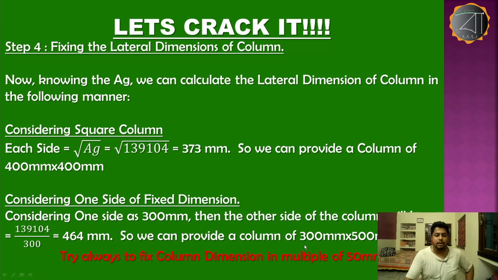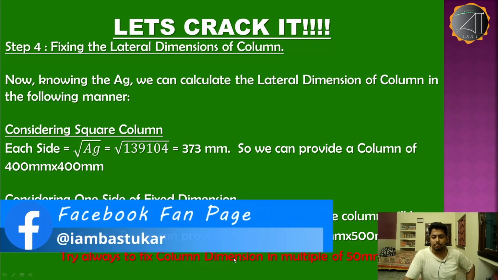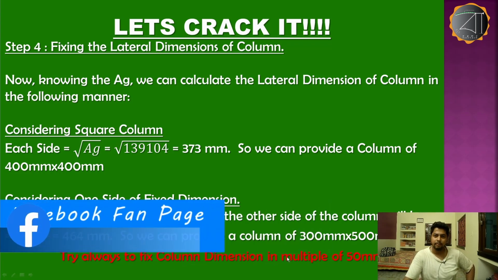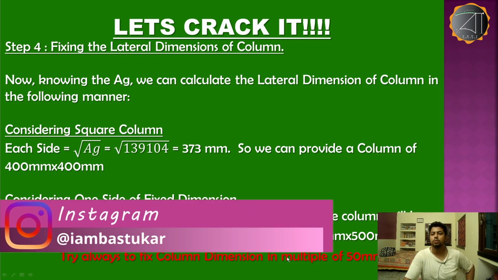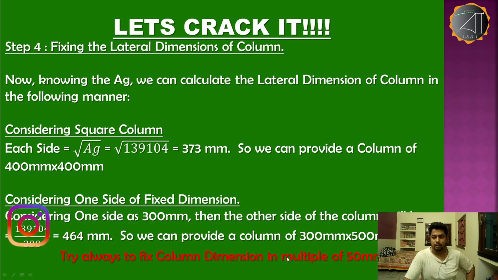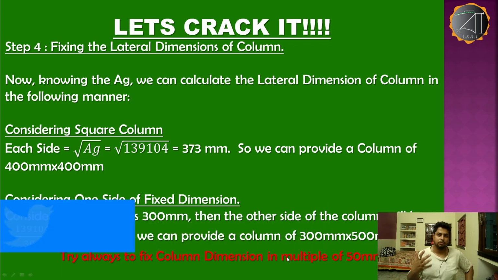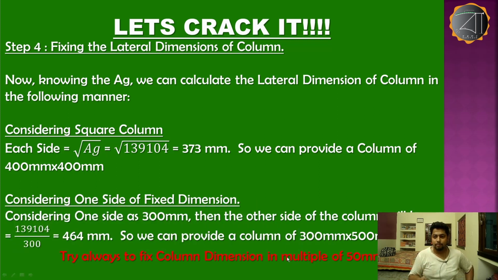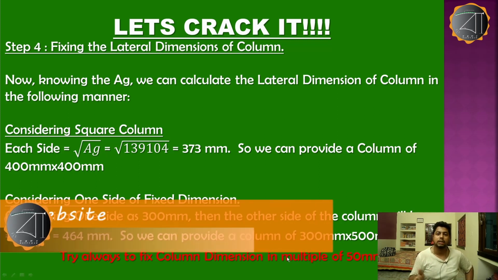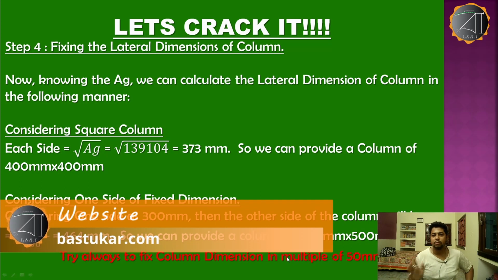What I have already mentioned is that we should always try to fix the column dimension in multiples of 50 mm. It is much more practicable, much easier to do the actual work in the field, right. Our design should be in such a way that it is also easy to execute in the field, because if your designs can't be executed in the field, then it is simply useless.